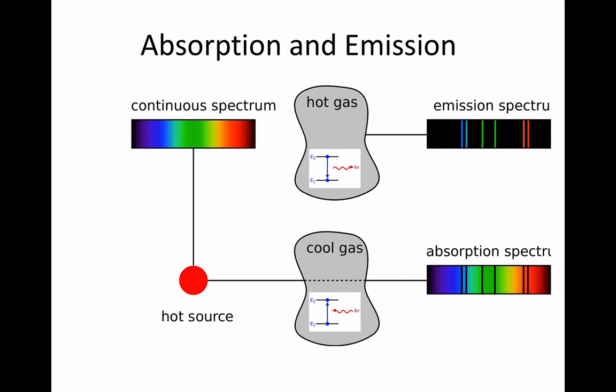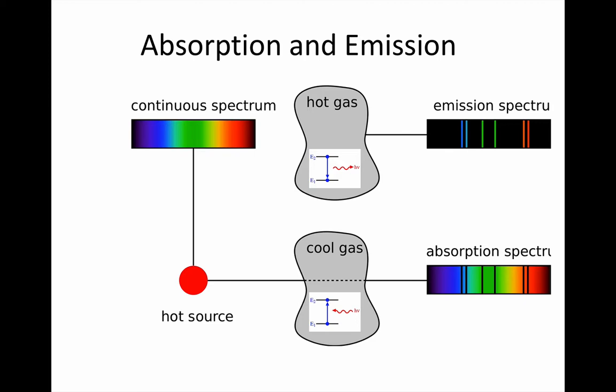Now, let's imagine we have a hot source, that red dot on the left, and let's say that's a star. If we look directly at the spectrum of electromagnetic waves coming from that star, if it's something like our sun, it will have a peak in the middle of the visible spectrum, and its light will show up as a continuous spectrum.